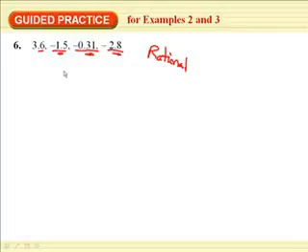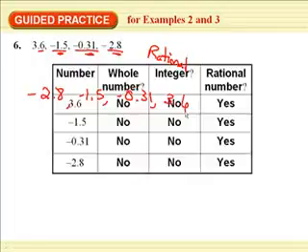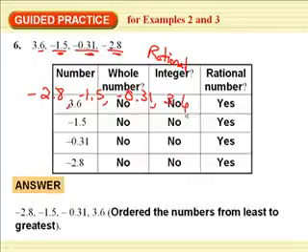-2.8 is the biggest number with a minus, so it's the least. -1.5, -0.31, and 3.6 then with this. So first I look at all the negatives, and when you're in the negatives, the bigger the number, the less it's worth. I worked my way up, then I got to the positives. So let's see. Yep, I agree with that. And we got that one right.